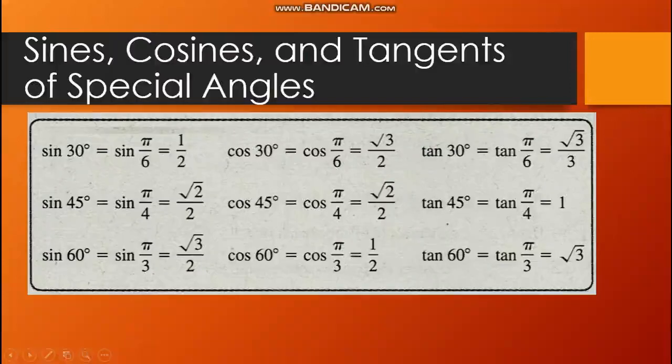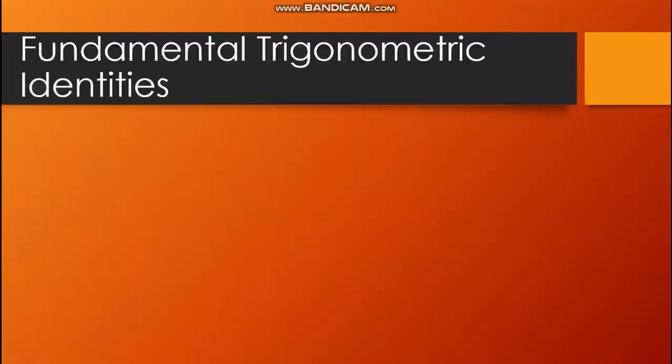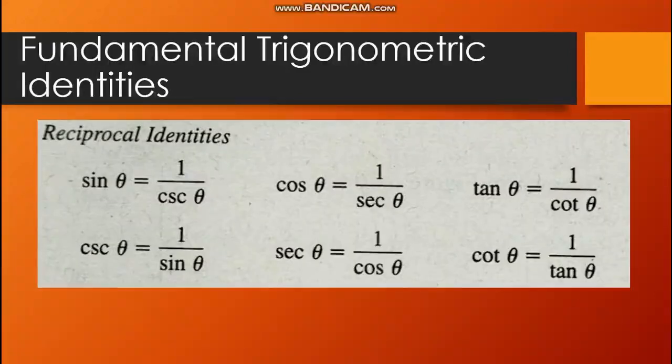Now, the next is yung ating fundamental trigonometric identities. So, kailangan memoryaduhin natin to kasi gagamitin natin to sa pag-verify ng given trigonometric identities. Now, we have the reciprocal identity. Sine theta equal to 1 over cosecant theta. Cosecant theta is 1 over sine theta. And for cosine and secant, the two are reciprocals. Tangent and cotangent, reciprocal din sila.